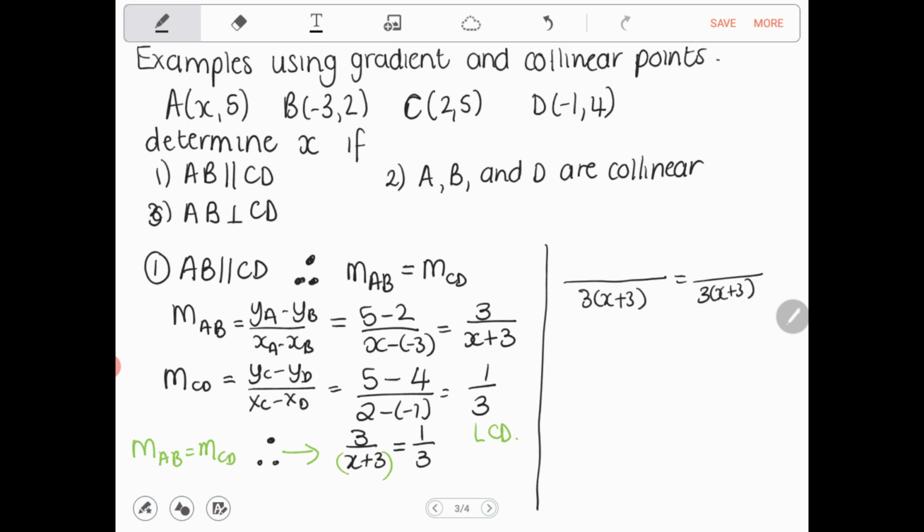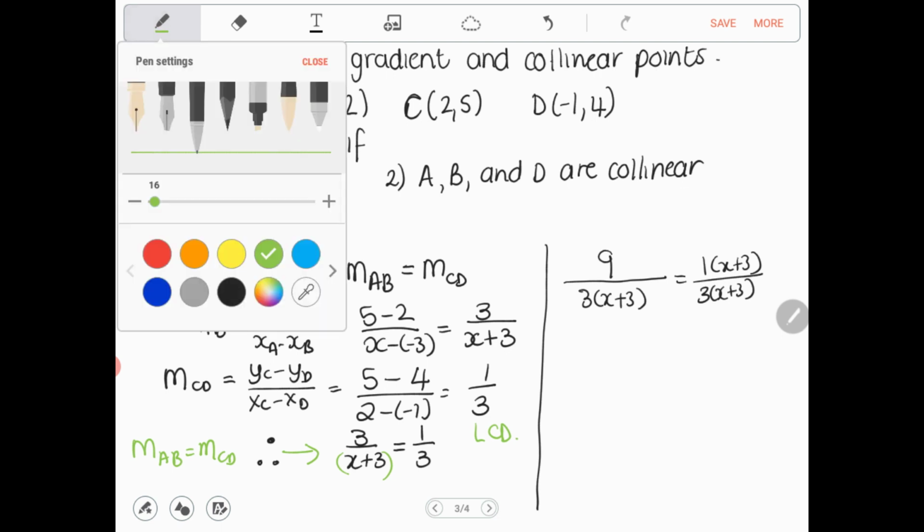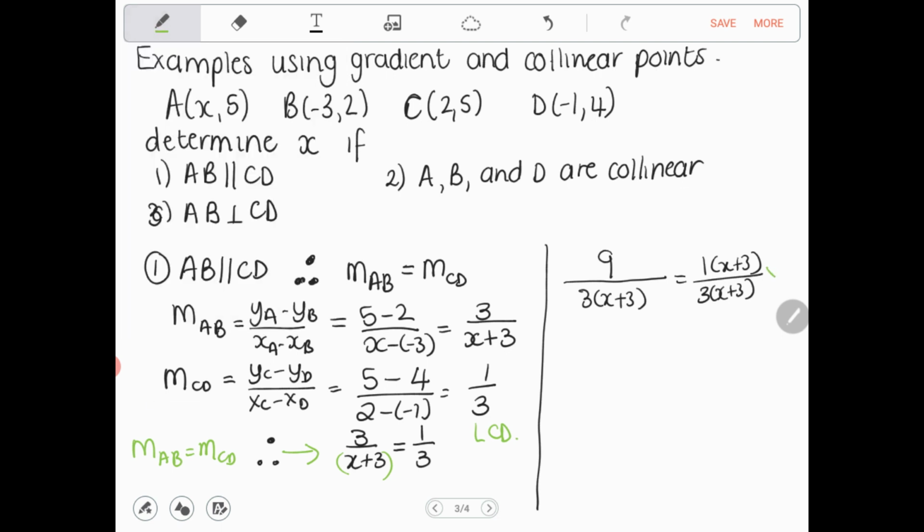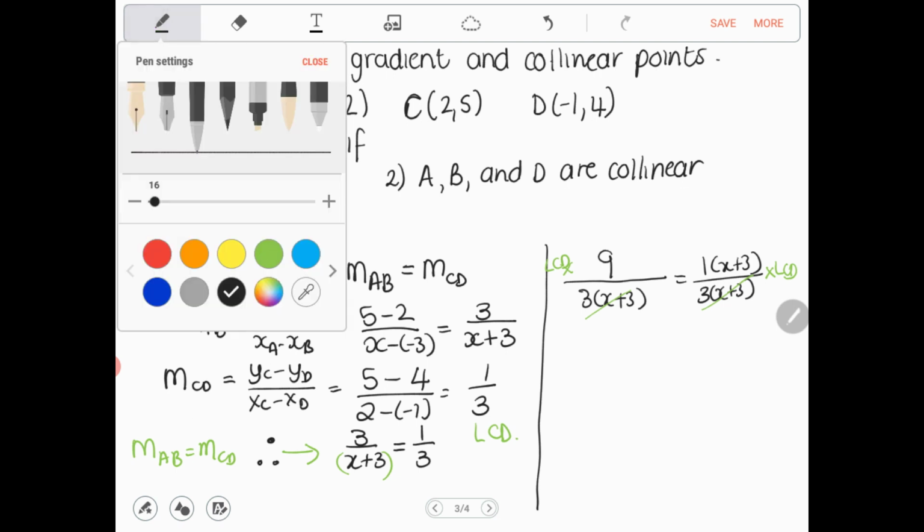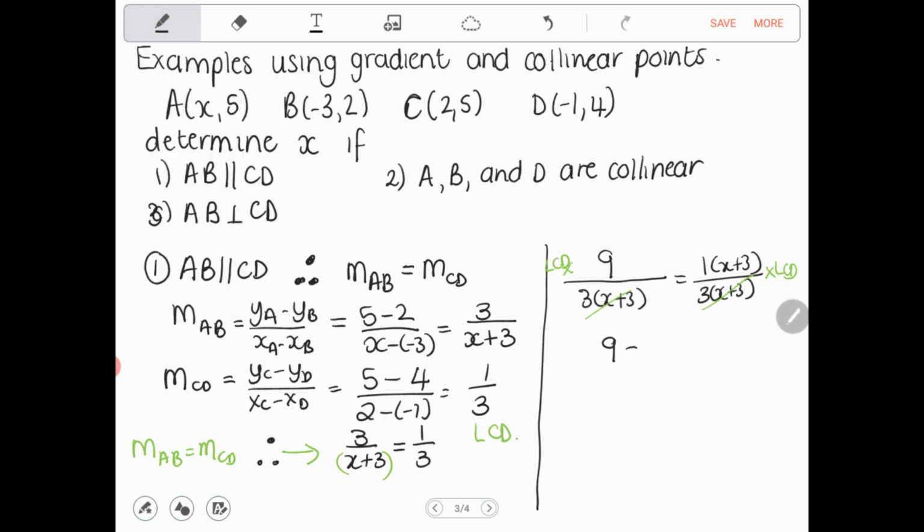It's up to you. What I have to do is multiply this side by 3, and this side by x plus 3. Cross multiplication and finding an LCD are going to be the same thing. I'm now just multiplying both sides by that LCD so that it cancels, and now I can solve it as a normal equation. So I'm going to have 9 is equal to x plus 3.